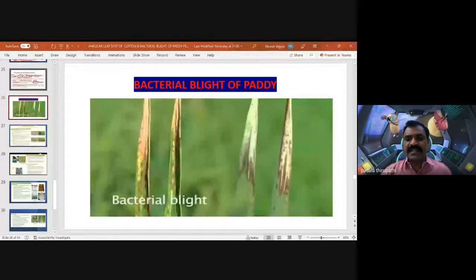So today we are going to discuss one of the other important bacterial diseases, that is the bacterial blight of paddy. Okay, this slide is visible. Bacterial blight of paddy.